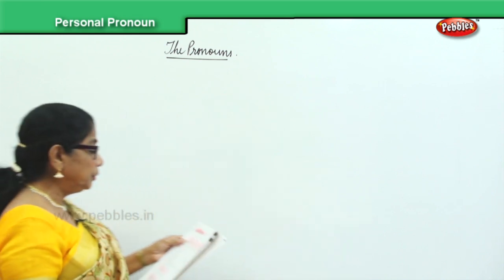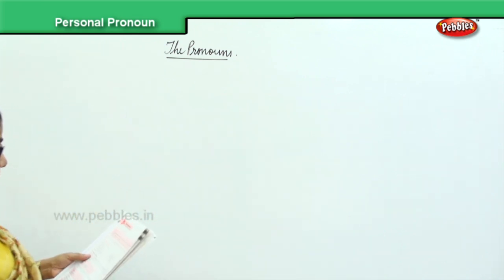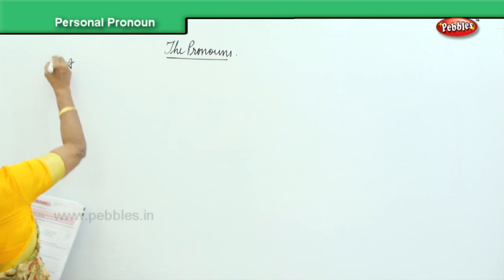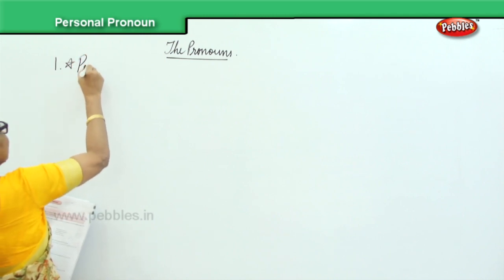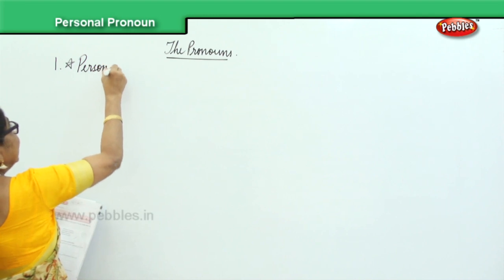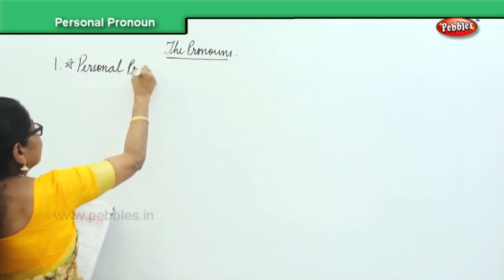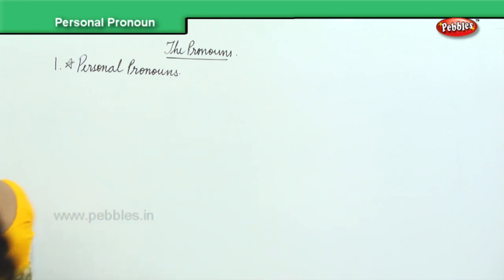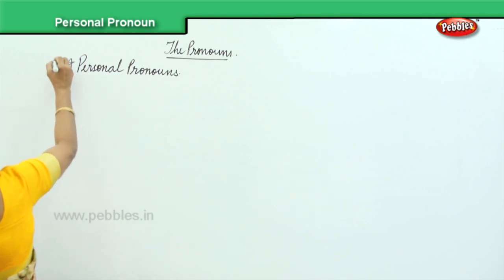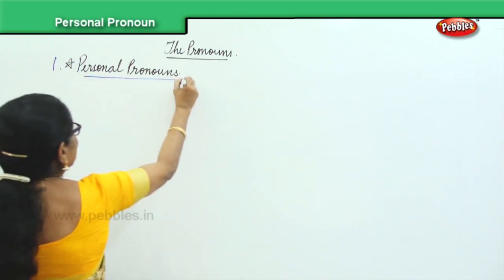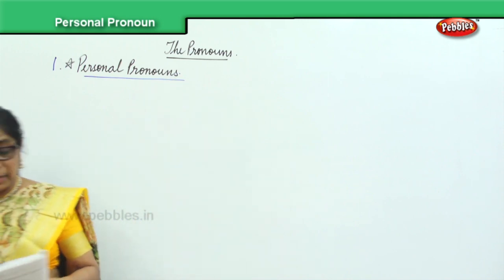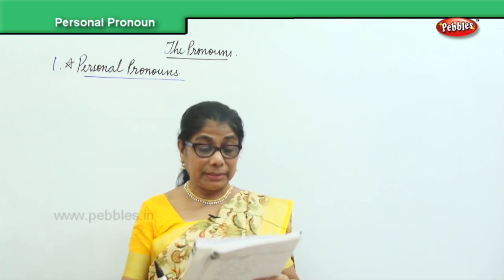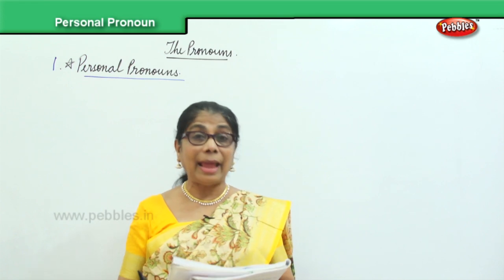Now, we are going to do the first of its kind. What is the first kind of pronoun? The personal pronoun. There are 9 types, and we are doing the first of its kind, and that is personal pronouns. Now, what are these personal pronouns? A personal pronoun stands for 3 persons, the first, second, and the third.